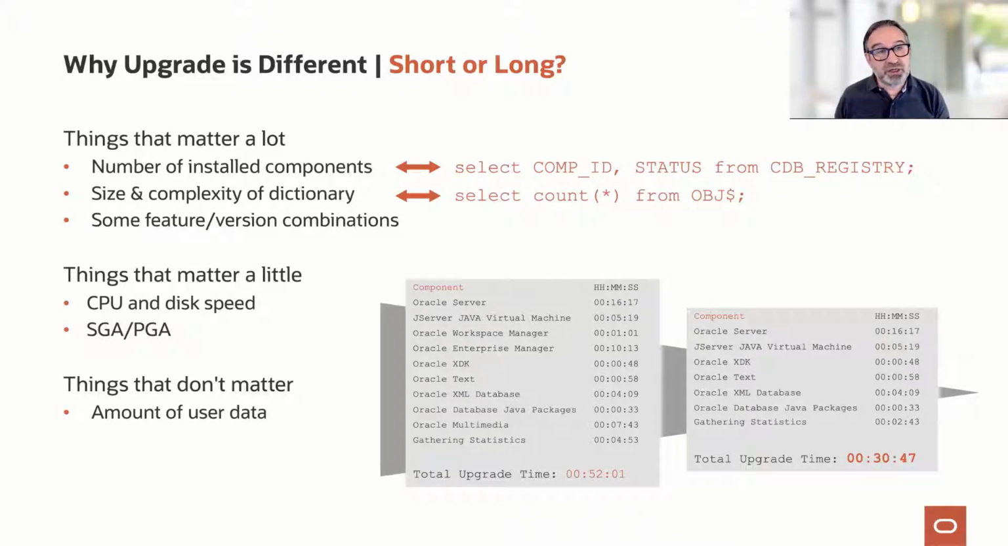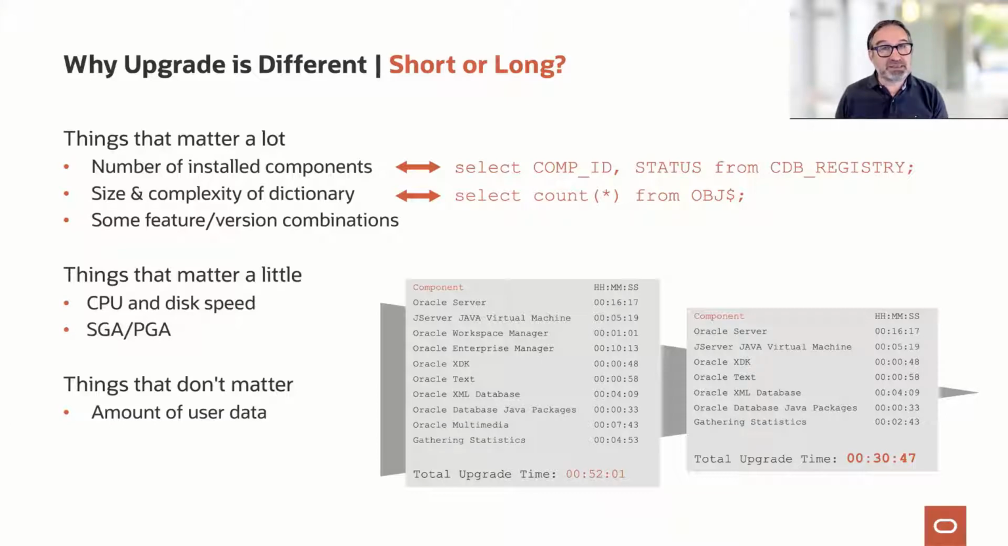Another option is the size and the complexity of the dictionary, but there is not much you can do. You can't remove like 20,000 stored procedures. You can sometimes reduce a bit of amount. There are cases, and this is why we have some feature version combinations here as third bullet point on the slide.